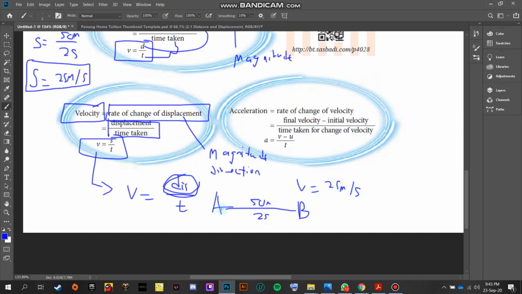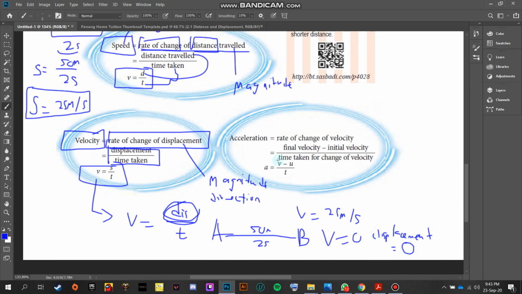But however, if I move from point A to point B and back to point A, my velocity would be 0, because my displacement is equal to 0. So that's the main difference between velocity and speed. And next is the acceleration, which is the rate of change of velocity. The rate of change meaning time, change of velocity means the final velocity minus the initial velocity. So you can get this equation.